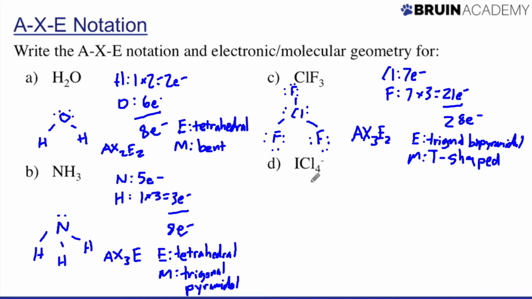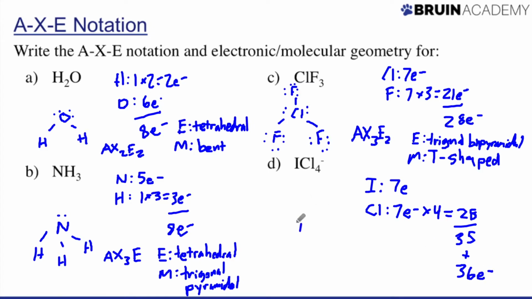All right, and then the last one we'll do is ICl4 minus. So we count valence electrons. I has 7. Cl has 7 valence electrons. There's 4 Cl's, so that gets you 28 plus 7 is 35. And then I add an additional electron because of the negative charge, so that gets me 36.